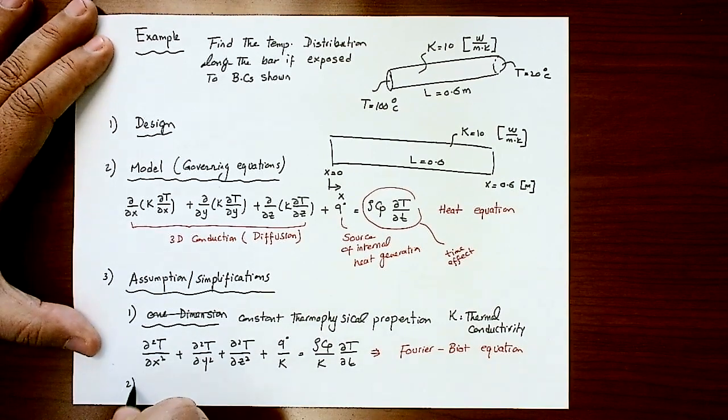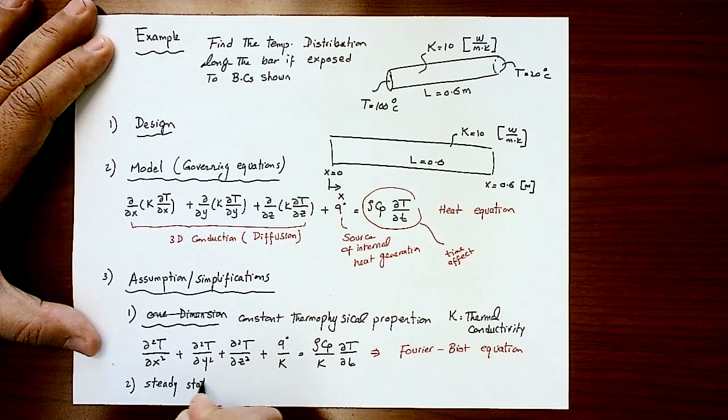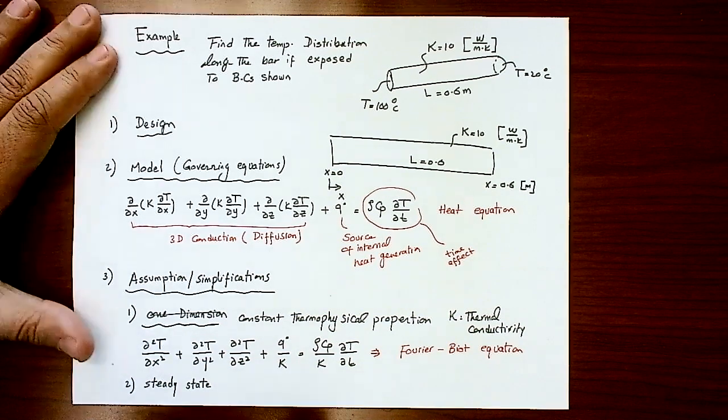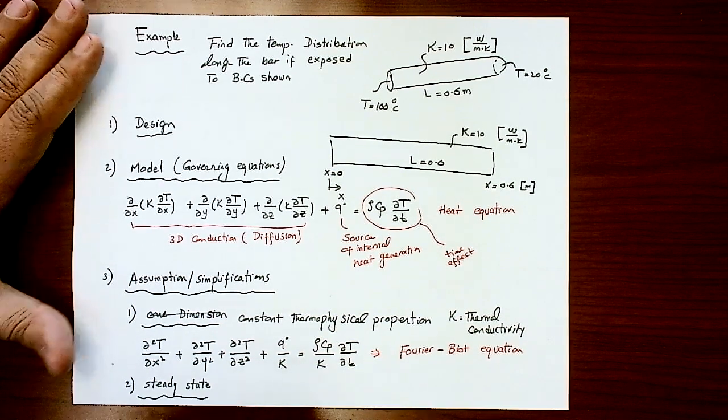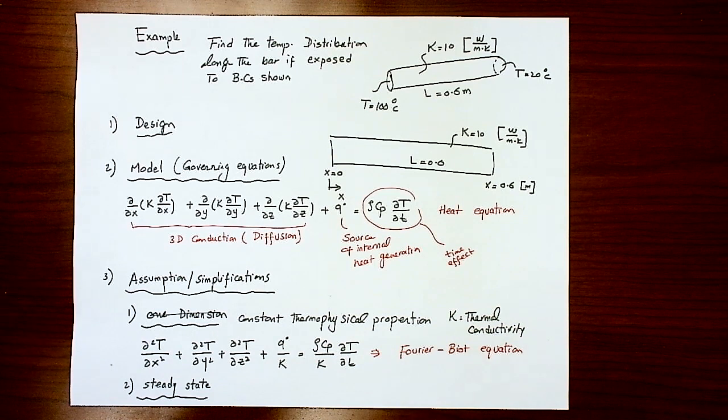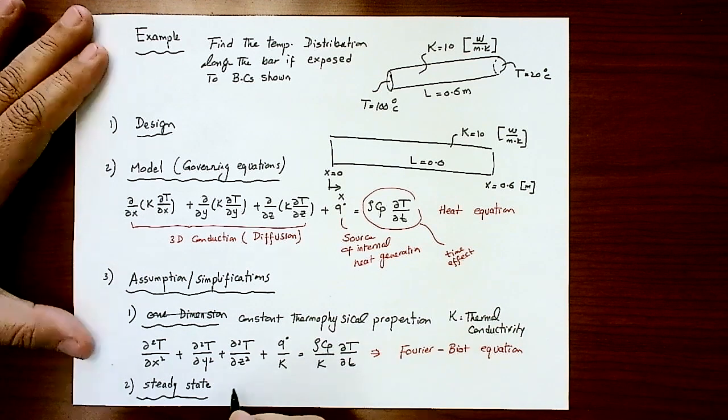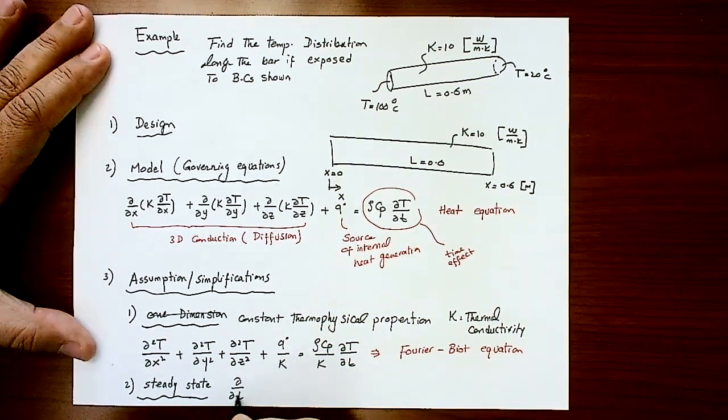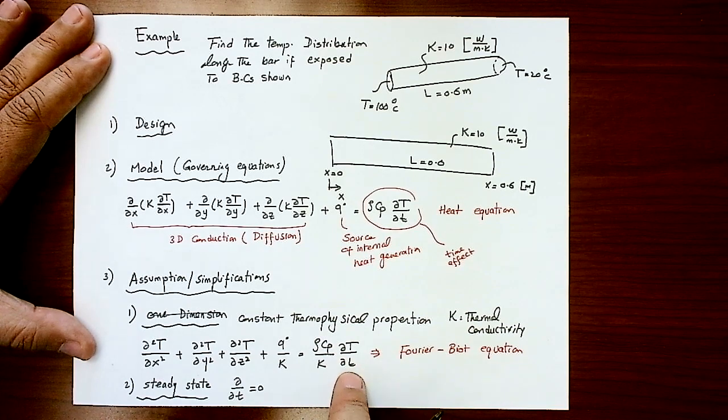The second assumption I would go with is assuming we have steady state. What do you mean by steady state? It means that there is no change with time. I will wait long enough until the temperature gets settled and nothing is changing, right? So if you do steady state, this means that any change relative to time will equal 0, which means that the right-hand side of this equation will be canceled, right?